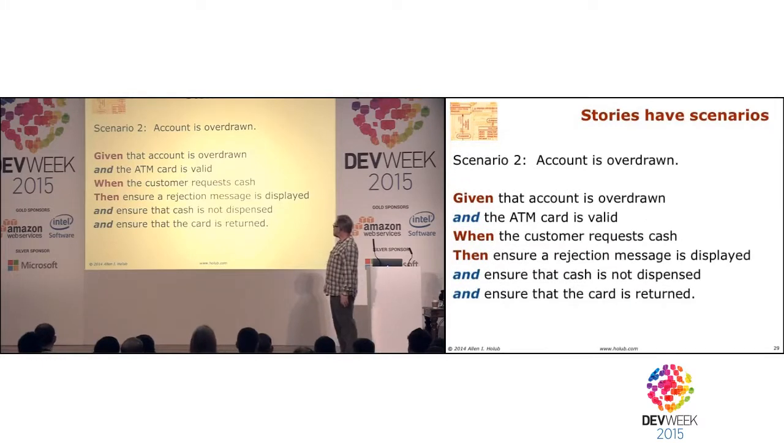Let's look at another example for overdraw here. Now we're given that the account is overdrawn, because obviously we can't test for it being overdrawn unless it's overdrawn. Right? And when the customer requests cash, then we want to ensure that there's a rejection of some sort. We want to ensure that various things happen.